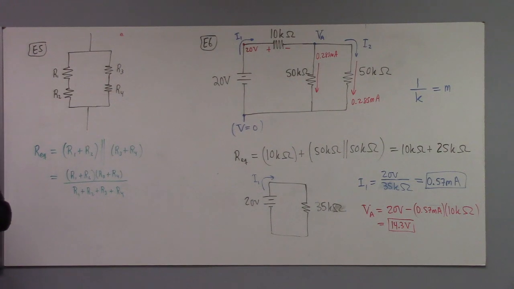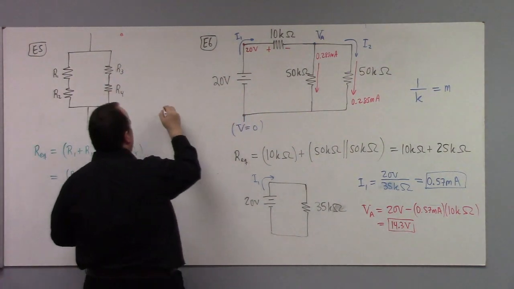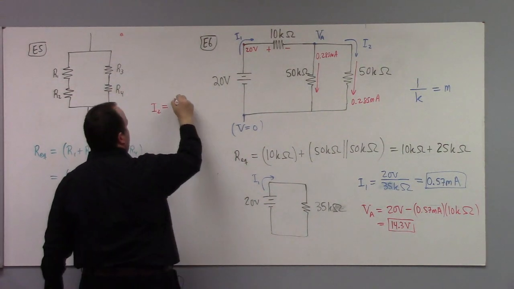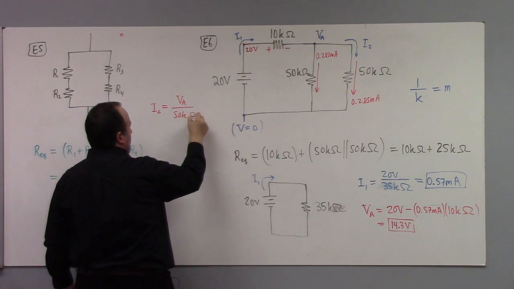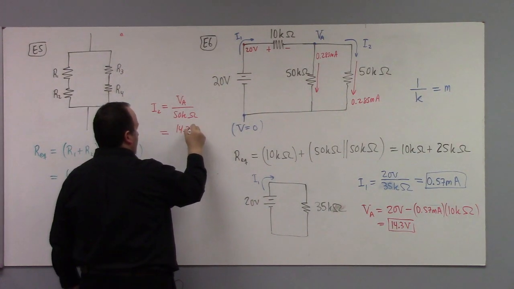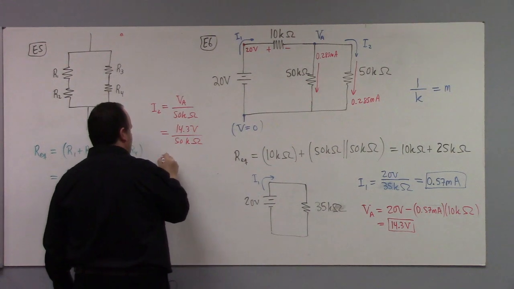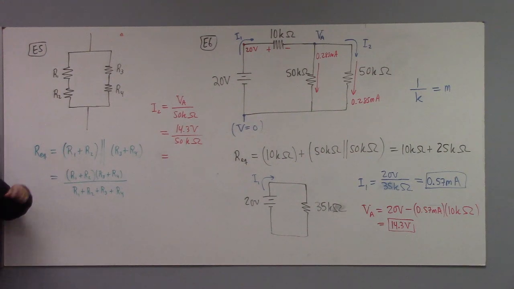That was actually not the way I wanted to do it. The way I wanted to see that is I2 is equal to the voltage at A divided by 50 kilo ohms, which is 14.3 volts divided by 50 kilo ohms. And that was what I was saying I couldn't do in my head, because I forgot the obvious symmetry argument. Duh.